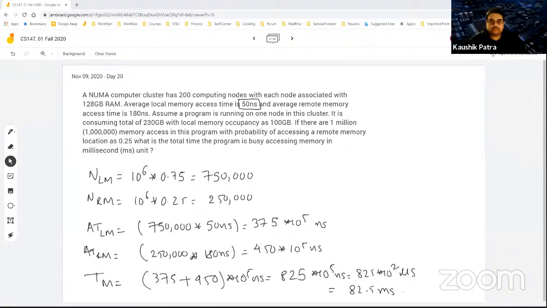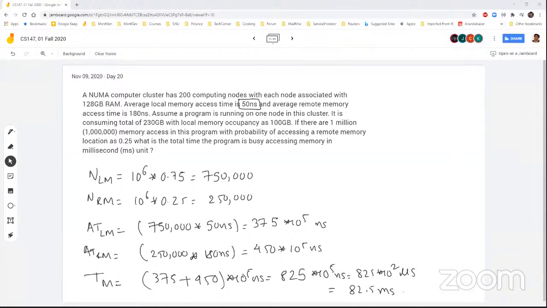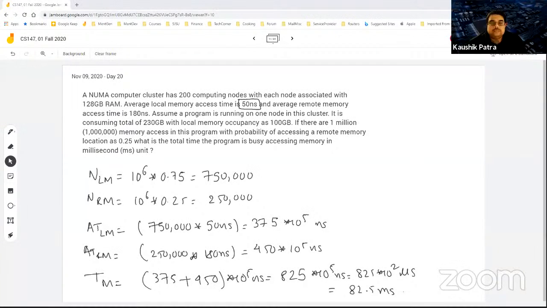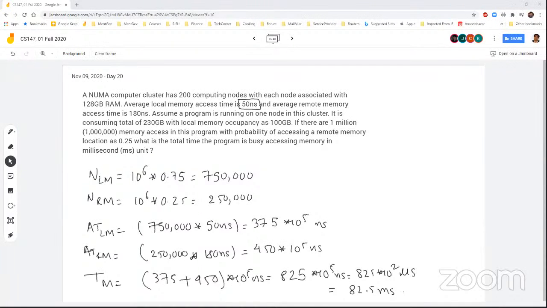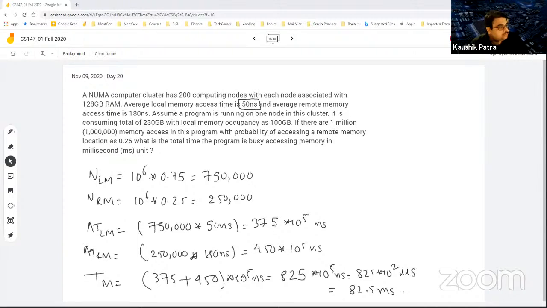Question? So the thing you said about the 230 gigabytes of total memory with local memory occupancy of 100 gigabytes, does that play any part in getting the final answer, or is it just extra information? That's a good question. Let me see. Consumes a total of this.